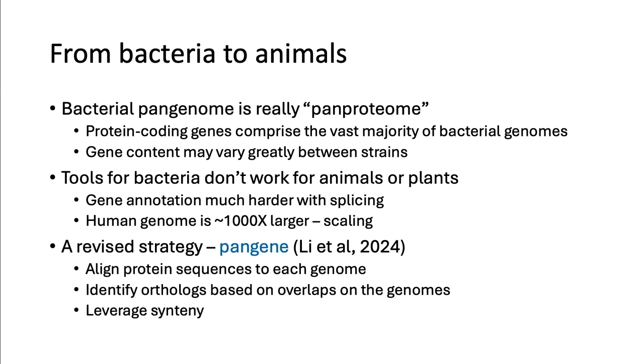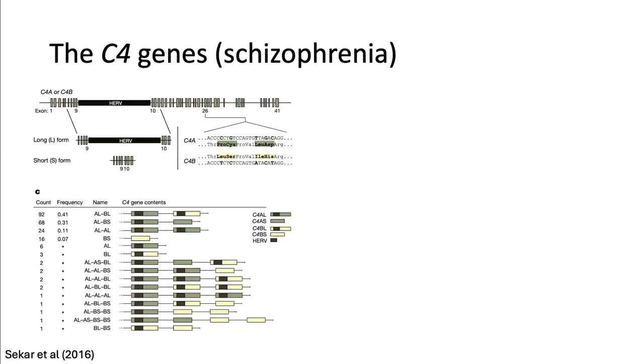And so recently, actually this year, my group developed this tool, pangene. It is basically migrating these bacterial ideas to the human genome. And the procedure is slightly different. It aligns the protein sequences to each genome to do the gene annotation and identifies the orthologs based on the overlap between the genomes. And I will illustrate it using this gene as an example.